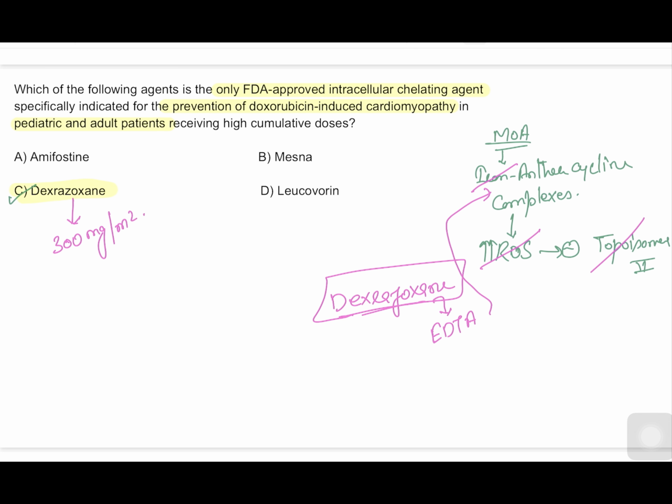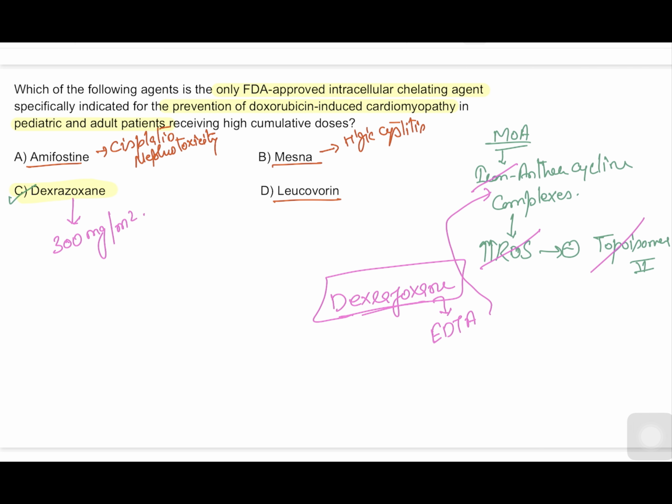Next is why not amifostine? Just now we have discussed amifostine. Amifostine is a free radical scavenger, and it is mostly used with cisplatin associated nephrotoxicity. Okay? So it will decrease the nephrotoxicity caused by cisplatin, or xerostomia caused by radiotherapy. Why not mesna? Mesna, if you know, is a thiol compound used to prevent hemorrhagic cystitis caused by ifosfamide and high dose cyclophosphamide, because it will neutralize acrolein.